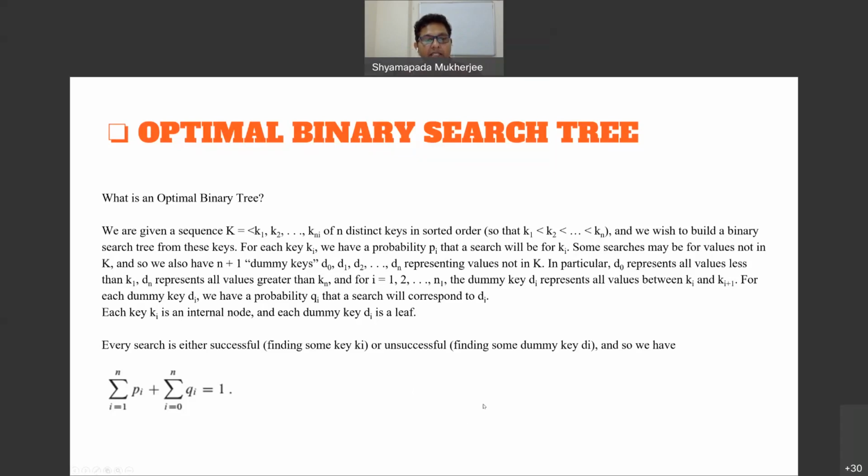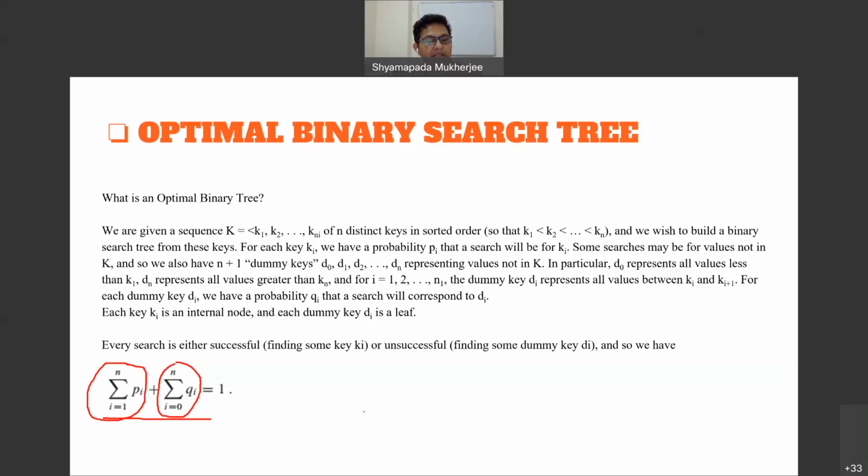In this way, the total probability of successful and unsuccessful search for all the keys and dummy keys is 1. We can denote this as the sum of the probabilities of all the valid keys plus the sum of the probabilities of all the dummy keys equals 1. Here the dummy keys go from D0 to Dn, so there is one more dummy key. D0 denotes values smaller than K1, and Dn denotes values greater than Kn. The total probability is 1.